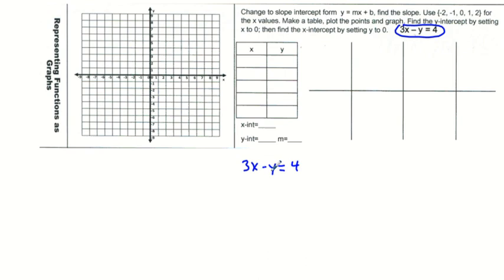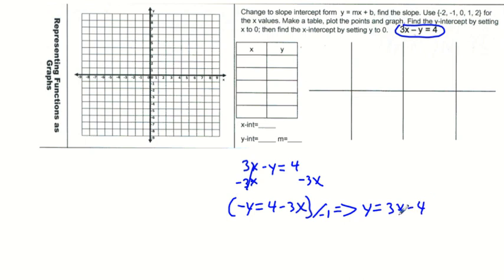First thing I'm going to do is isolate y. To do that, we're going to subtract 3x from both sides of this equation. So we have negative y equals 4 minus 3x. Now to get y, we can divide or multiply this whole equation by negative 1. I'm going to divide by negative 1. And in this case, instead of y equals 4 minus 3x, we have y equals 3x minus 4. So that is going to be our slope-intercept form.